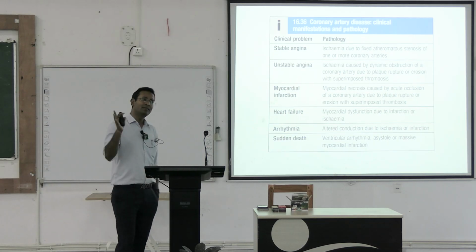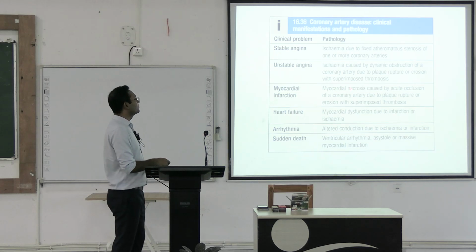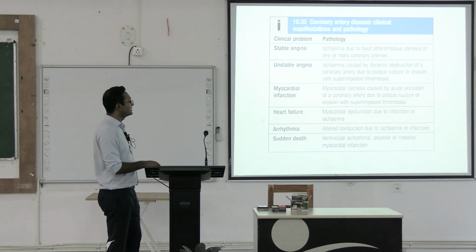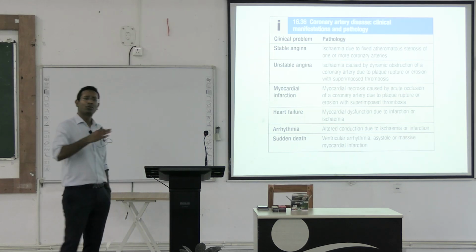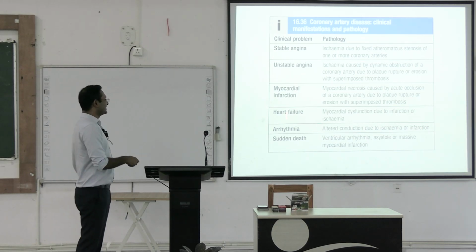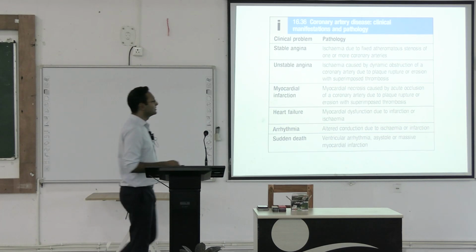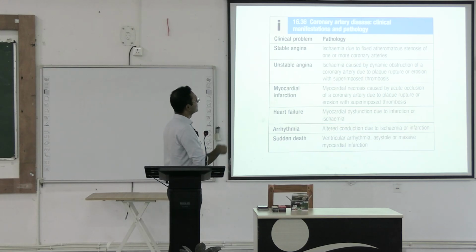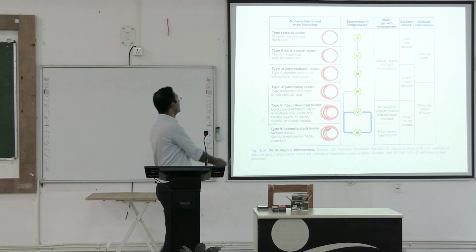Necrosis happens when there is acute occlusion of a coronary artery due to plaque rupture or erosion, or with long-term ischemia. Heart failure, arrhythmia, sudden death are all related to these coronary artery diseases.